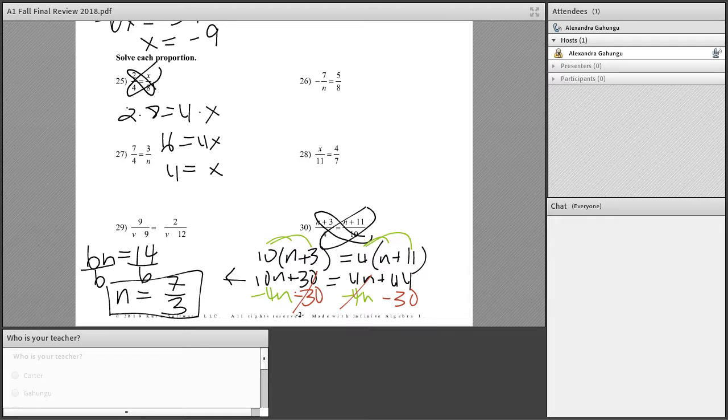The one thing that's important about a question like 26 is this negative here. That portion right there is either -7 over n or 7 over -n, but not -7 over -n. So you gotta be careful about that.